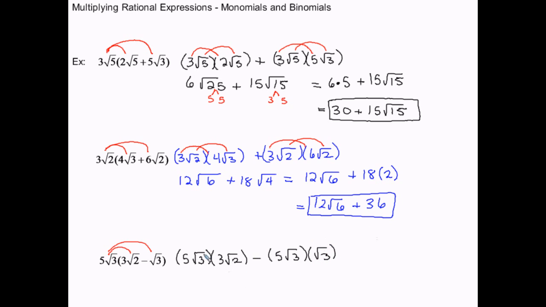Okay, so 5 times 3 is 15, 3 times 2 is 6, 5 times 1 is 5, and 3 times 3 is 9. So I'm going to get 15 times the square root of 6 minus 5 times 3. 15 times the square root of 6 minus 15. And again, not like terms, so I cannot combine those.